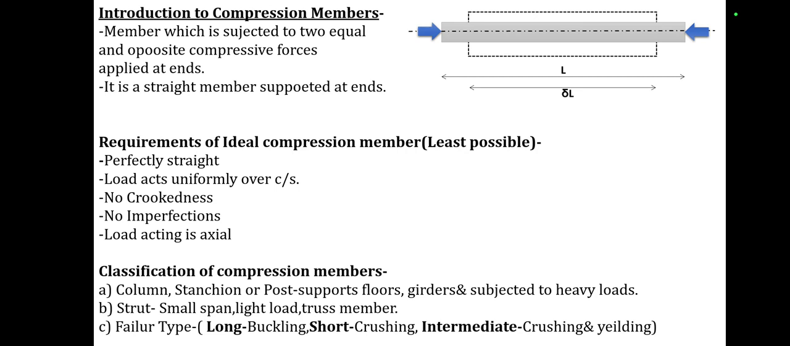In today's lecture, we will learn about the design of compression members. So, what is meant by a compression member? A member which is subjected to two equal and opposite compressive forces applied at each end. It is a straight member supported at each end. So this is our structural element, the compression member. When the load is applied on it, its length gets reduced by delta L.